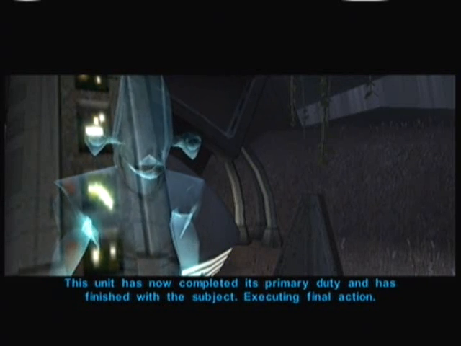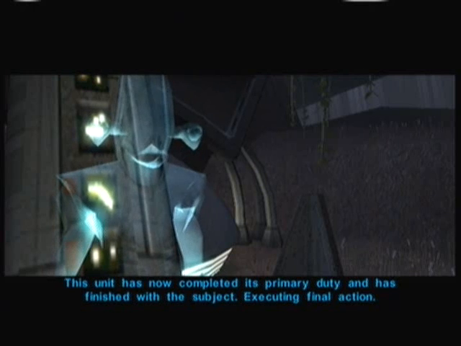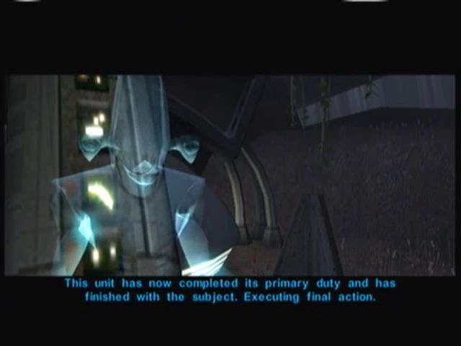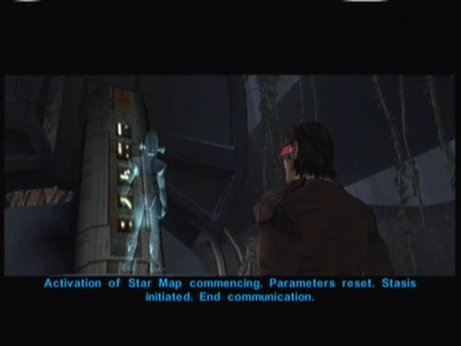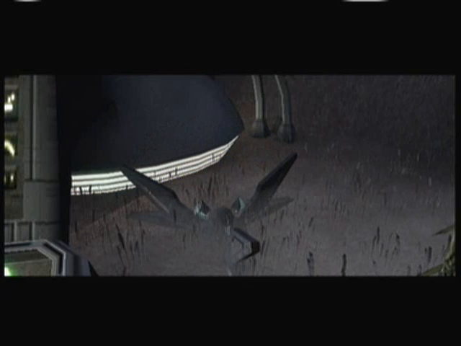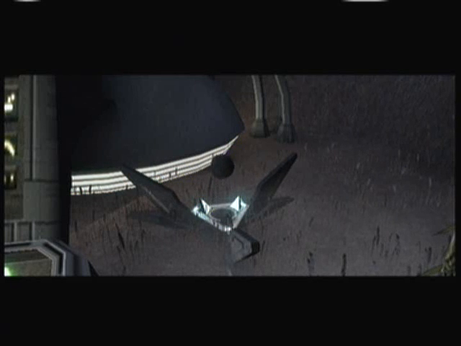This unit has now completed its primary duty and has finished with the subject. Executing final action. Activation of star map commencing. Parameters reset. Stasis initiated. And communication. Explode. I wish. I can just shove my frickin' lightsaber in your ass and then bam, you're dead.